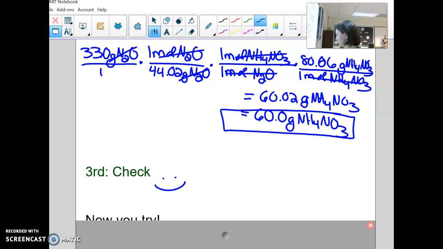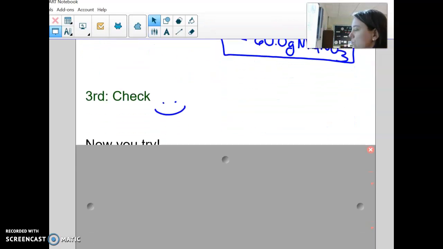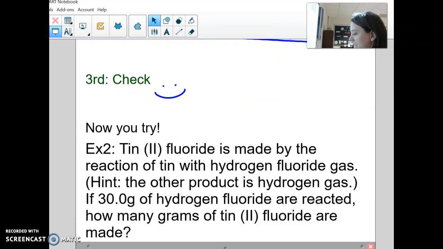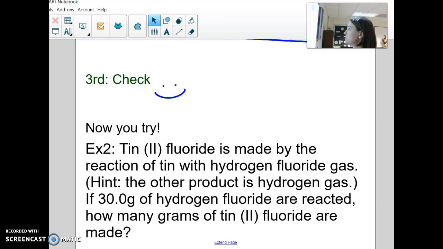Good job. All right, I'm going to have you write this down and then tackle it. So, tin 2 fluoride is made by the reaction of tin with hydrogen fluoride gas. Hint, the other product is hydrogen gas. If 30 grams of hydrogen fluoride are reacted, how many grams of tin 2 fluoride are made?